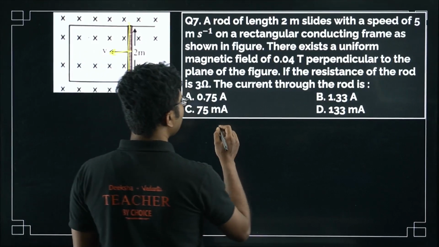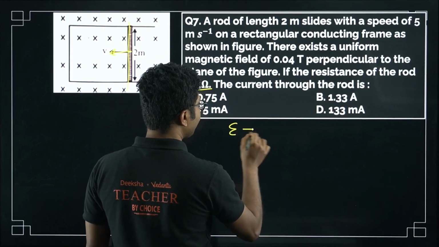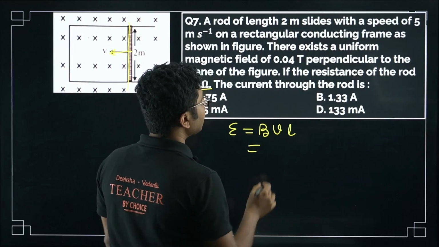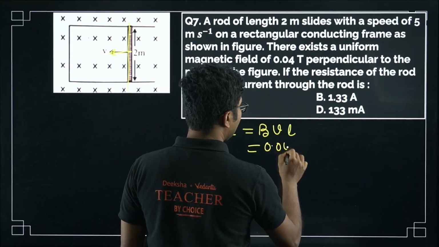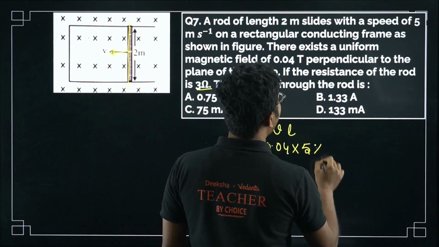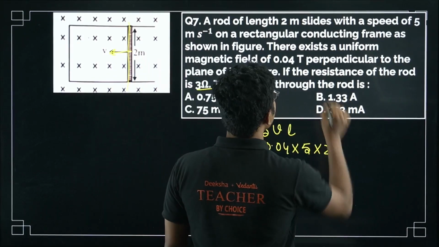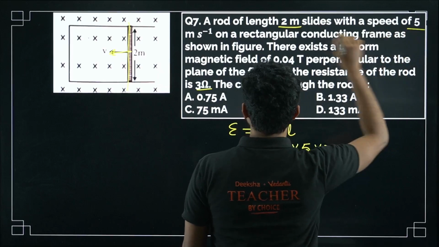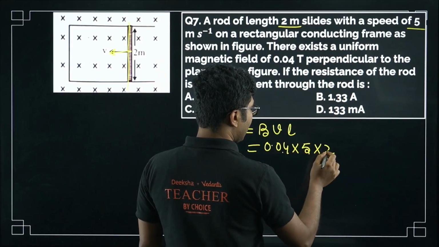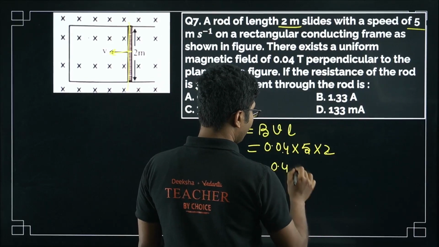So definitely resistance is given. First we have to find the induced EMF. Induced EMF is BVL. B is given 0.04 Tesla. Velocity is given 5 meter per second, and the length of the rod is given 2 meters. So just try to calculate it. So the induced EMF is 5 into 2 is 10, 10 into 0.04 is 0.4 volt.